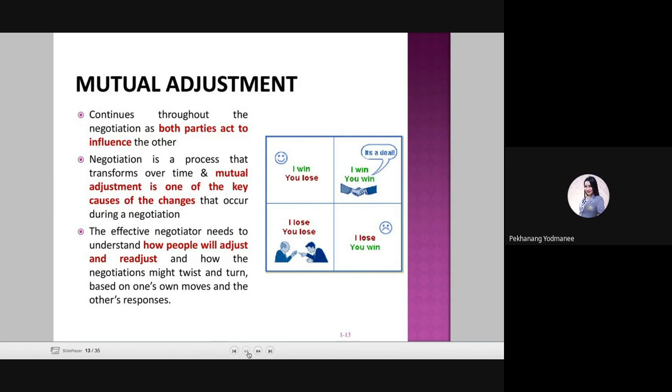Mutual adjustment continues throughout the negotiation as both parties act to influence the other. Negotiation is a process that transforms over time, and mutual adjustment is one of the key causes of the change that occurs during a negotiation. The effective negotiator needs to understand how people will adjust and readjust and how the negotiations might twist and turn based on one's own move and the other's responses.